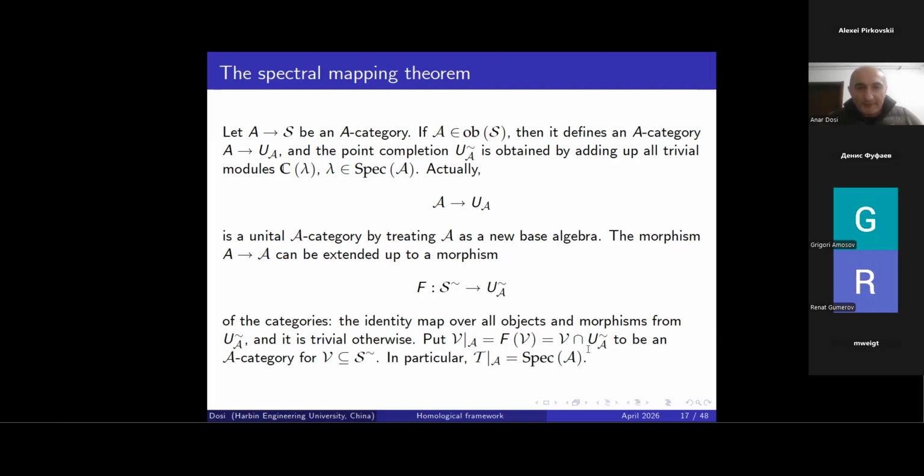So for every V, a category, we can restrict them. We can just look at this intersection here. For example, if you take this category restricted to A, that means just characters from this A. So just an elementary restriction to a new object A.